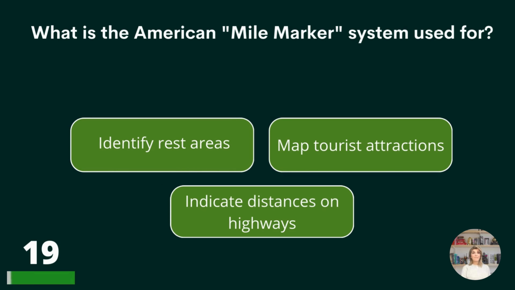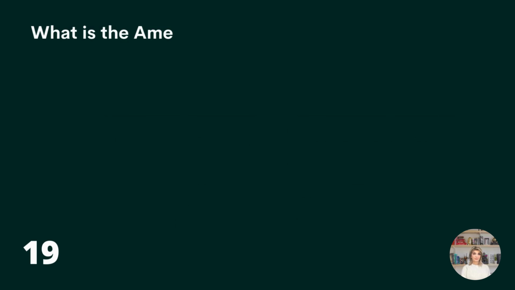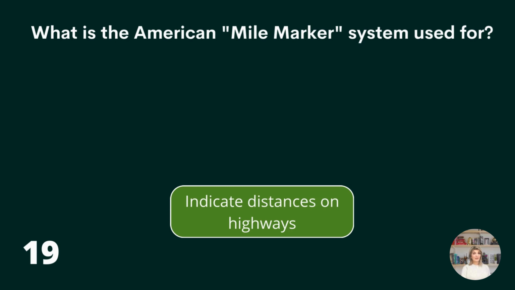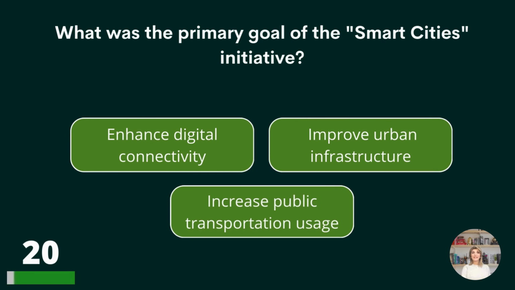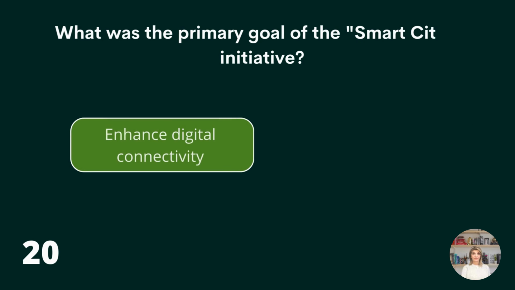What is the American mile marker system used for? To identify rest areas, map tourist attractions, or indicate distances on highways? Indicate distances on highways. What was the primary goal of the Smart Cities initiative? Enhance digital connectivity, improve urban infrastructure, or increase public transportation usage? Enhance digital connectivity.